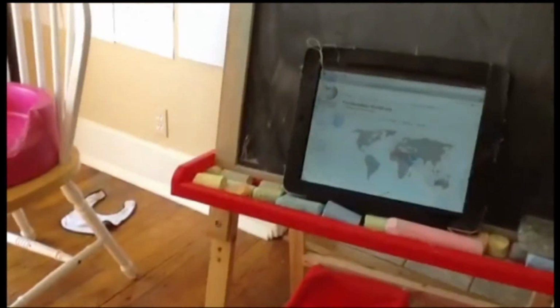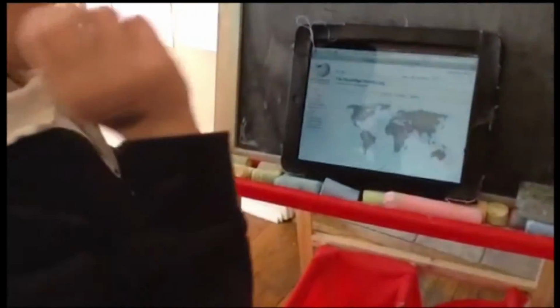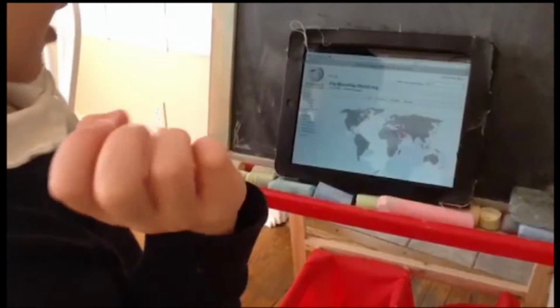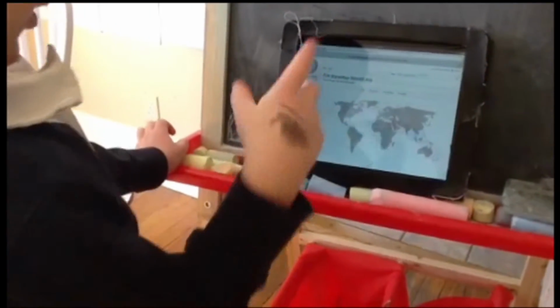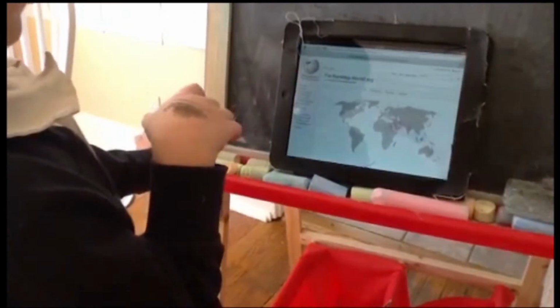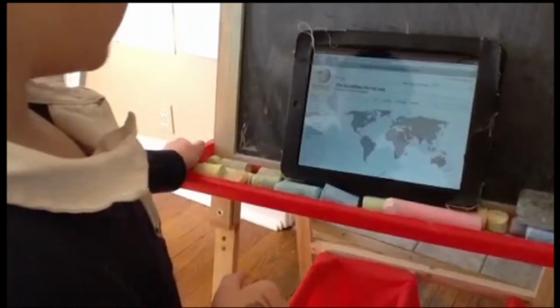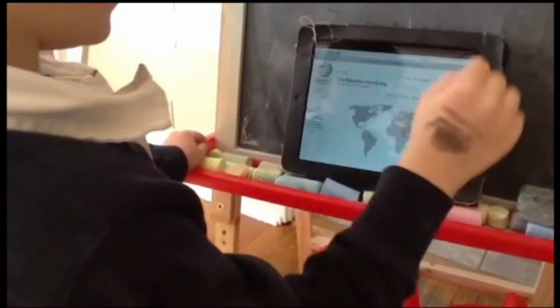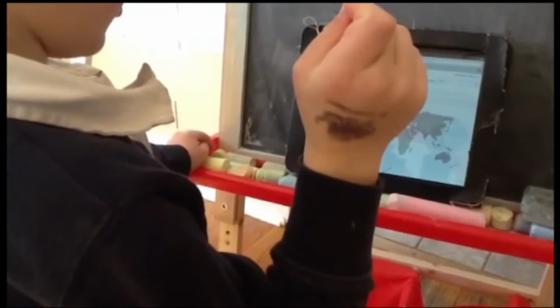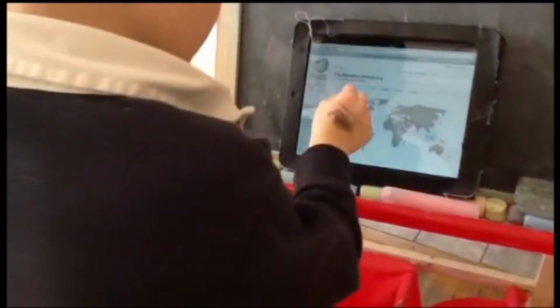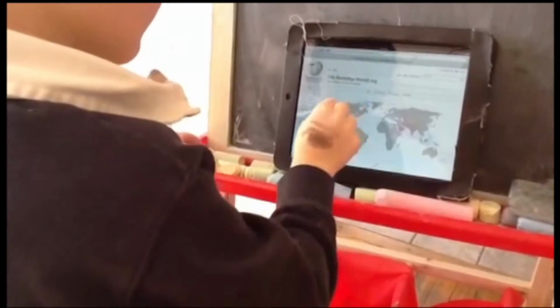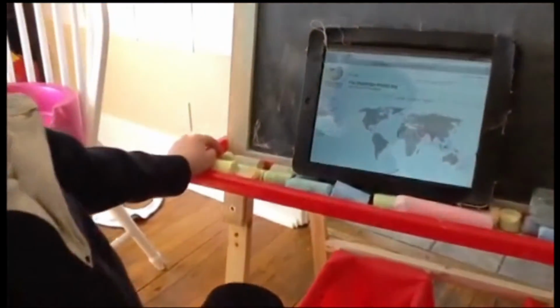Okay, John Paul, what is this a map of? The world. Okay, and how many continents are there? 7. Show me the continents. There's North America, South America, Antarctica, Africa, Asia, Europe, Oceania. Okay, so tell me some of the countries that are in North America. I know all of them. Canada, United States, Mexico. Okay, would you point to those, please?